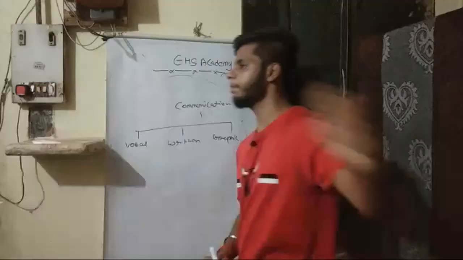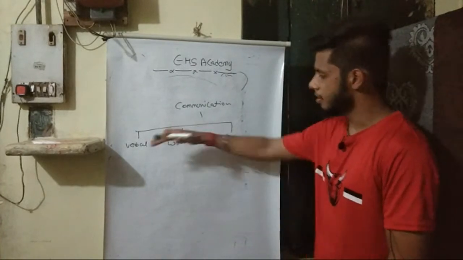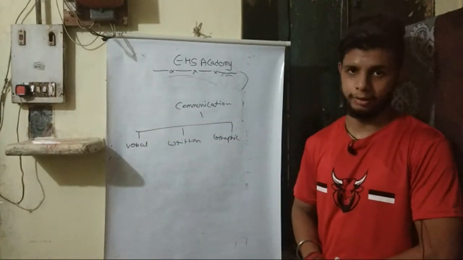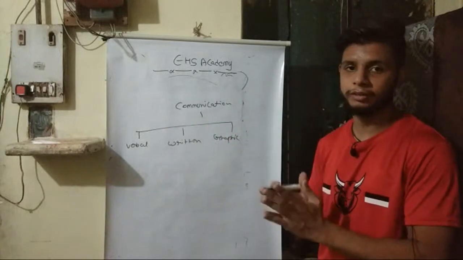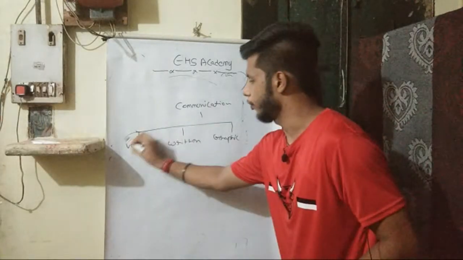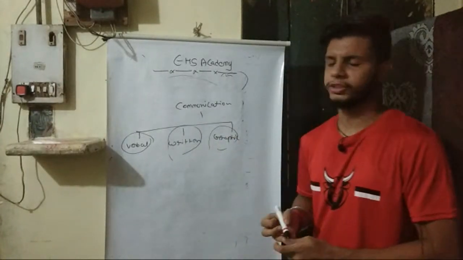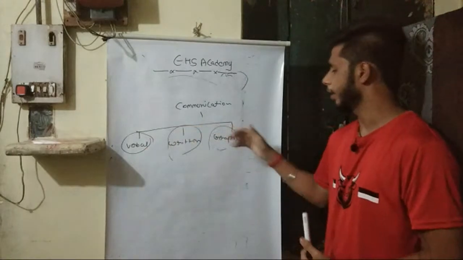So guys, as per the NEBOSH IGC perspective, these are the three methods that you need to follow. These are the three methods that are important from the examination perspective. First is verbal, second is written, and third is graphic. Now we will understand the meaning of verbal, written, and graphic.